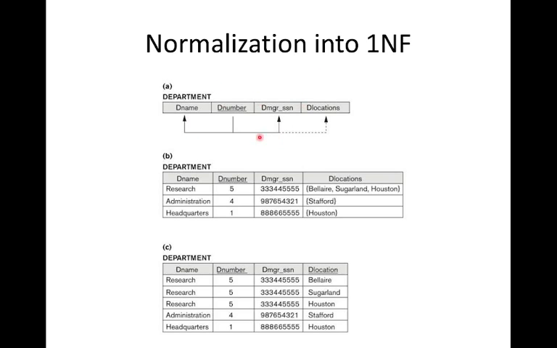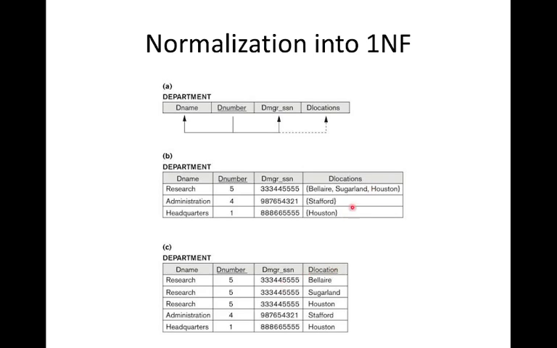So this table is not in first normal form because it has a multi-valued attribute. In order to remove it, we separate it into three rows. This is one way, and now it is normalized. But the problem with this table is that we have a redundancy problem, because Research is repeated three times. Similarly, this D manager SSN is also repeated three times. So even though this is in first normal form, there is a redundancy problem.